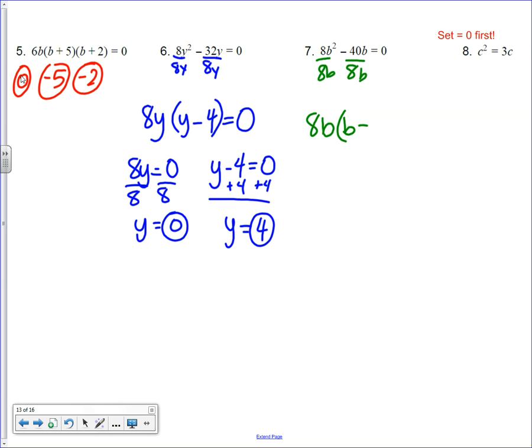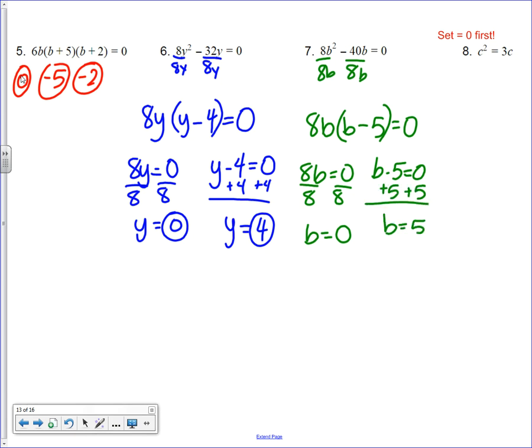What is 40 divided by 8? And then how about those b's? They cancel. So now it looks like that. And folks, again, this just looks like the problems we were just doing, doesn't it? So set them equal to 0, and let's solve them. How do you solve the first one? How do you solve the second one? So b is 5. There we go.